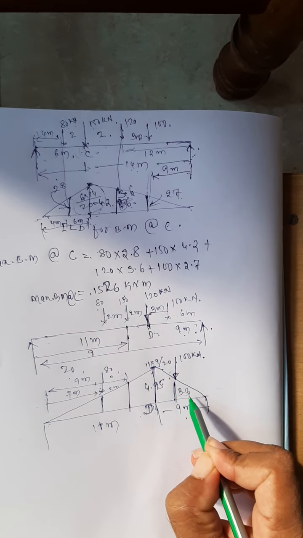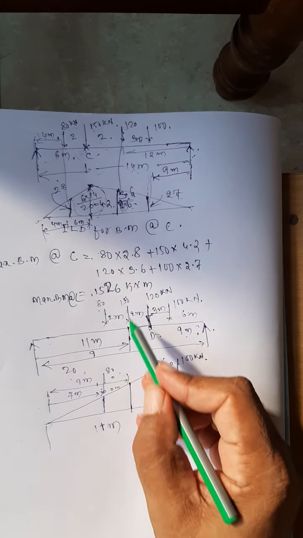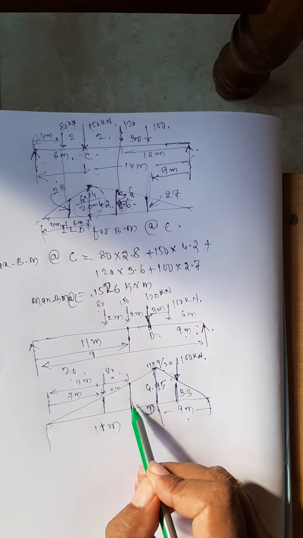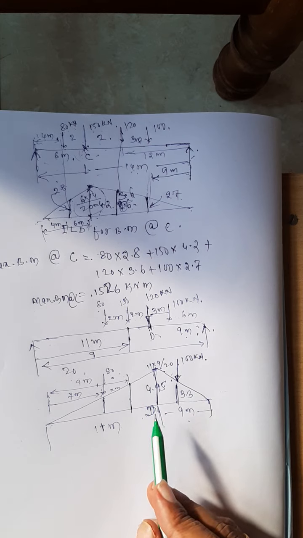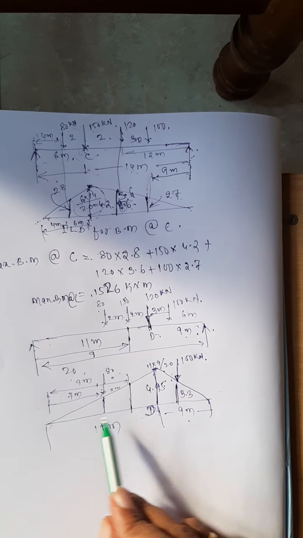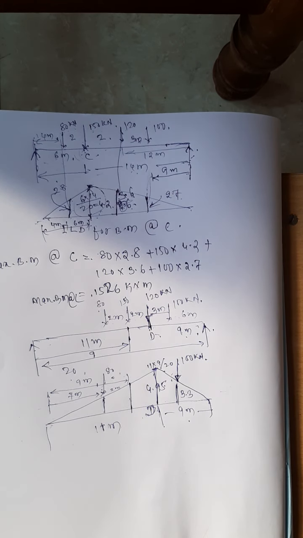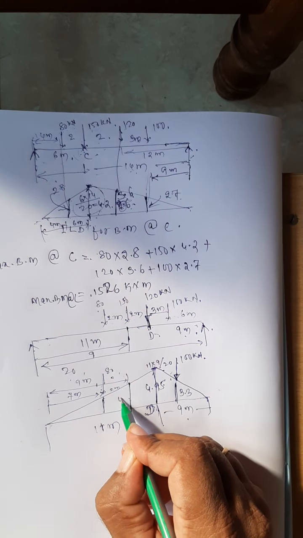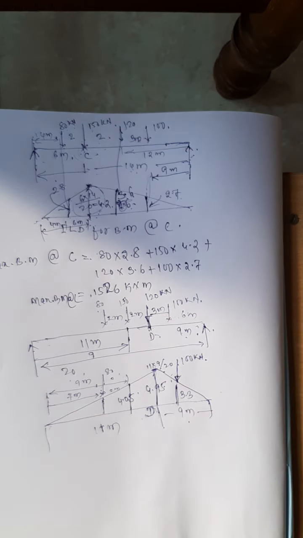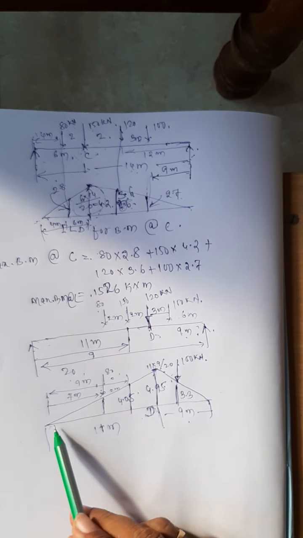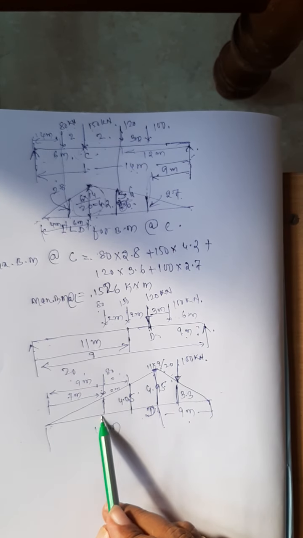This number is 3.3. Next you calculate this ordinate. What is this ordinate? Total is 11. So 4.95 divided by 11 into 9 is equal to 4.05. Right?